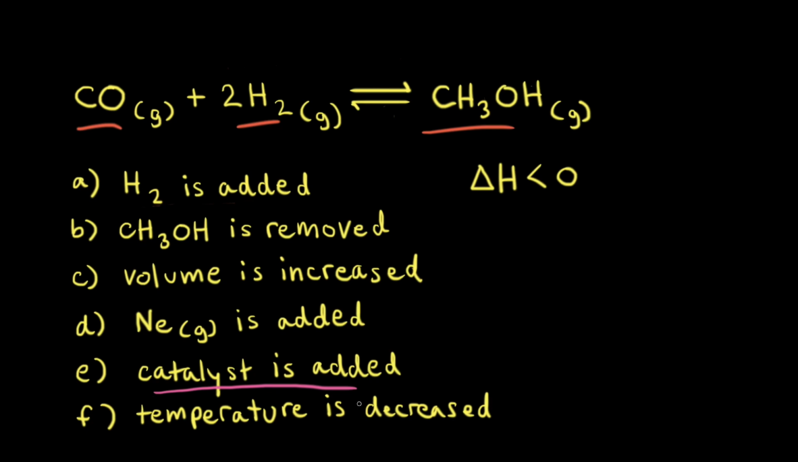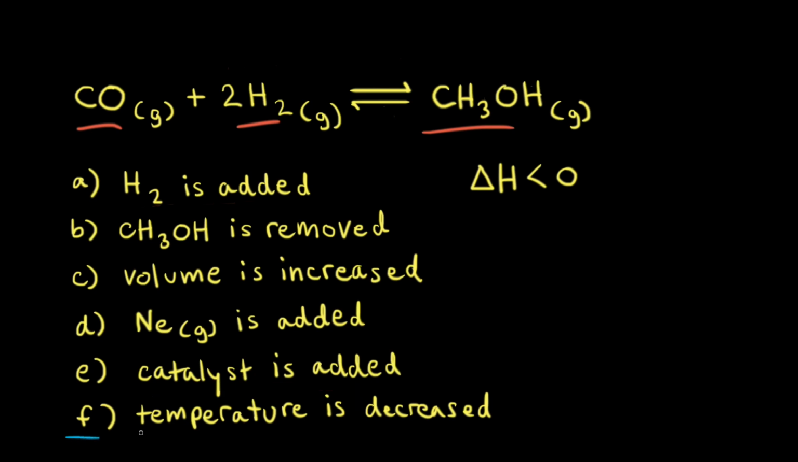Next, we add a catalyst to our reaction at equilibrium. Catalysts speed up reactions by lowering the activation energy. However, the catalyst is going to speed up the forward and the reverse reactions by the same amount, and therefore the reaction remains at equilibrium. So there's no shift when a catalyst is added to a reaction at equilibrium.